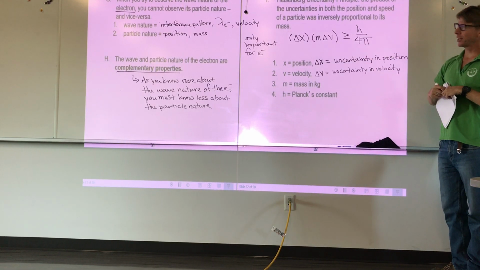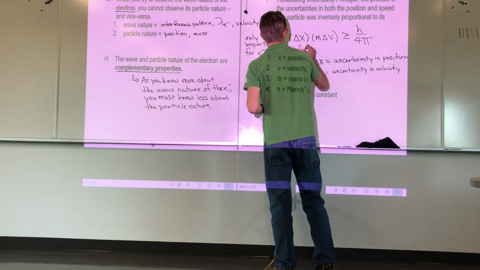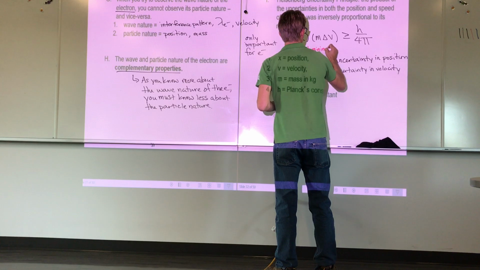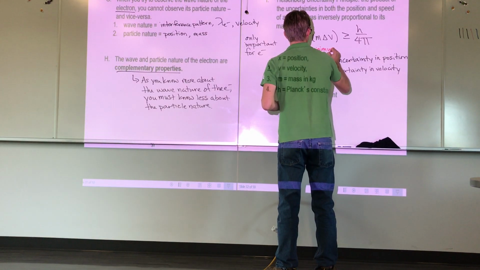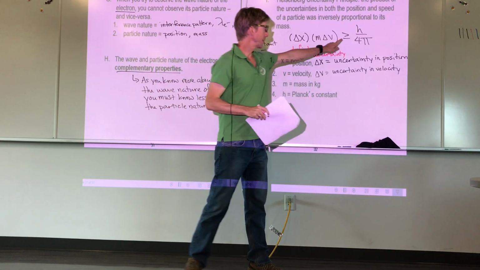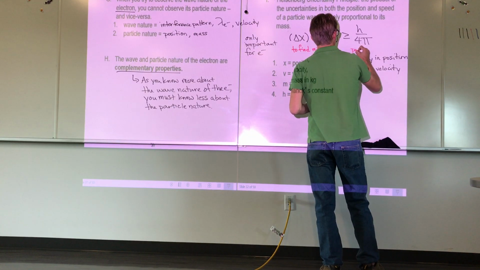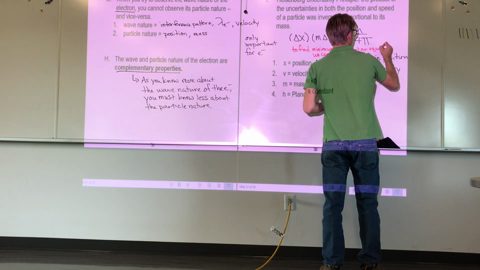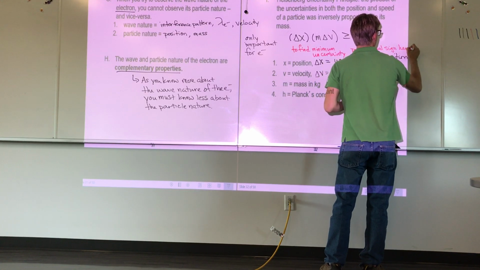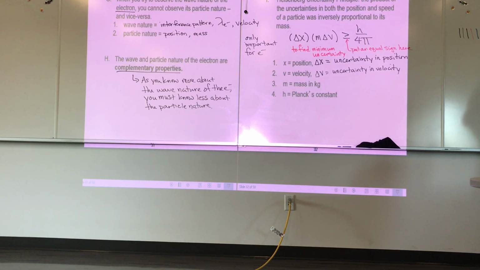Let me say one other thing. To find the minimum uncertainty, put an equal sign here. Put an equal sign. Alicia? I've heard that before, and I was gonna ask why, but I'm afraid the answer probably is too complicated.